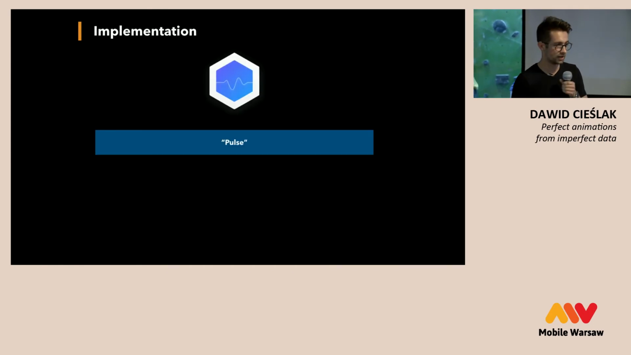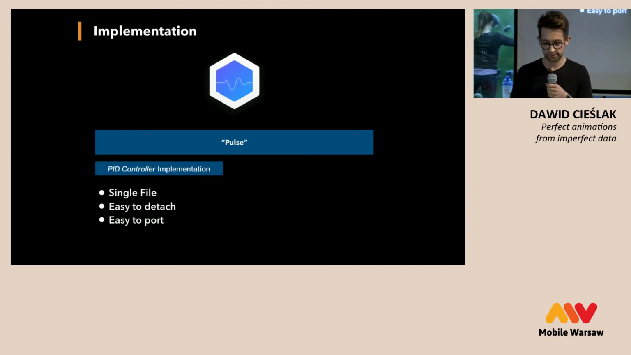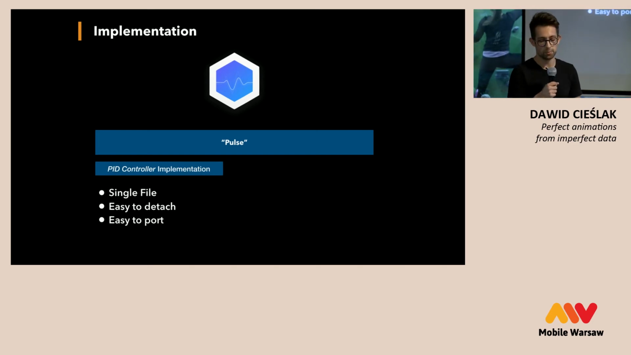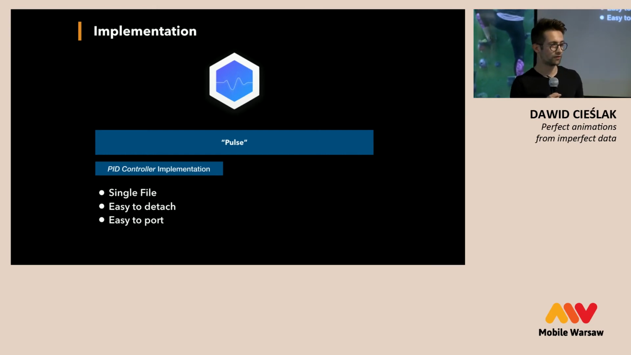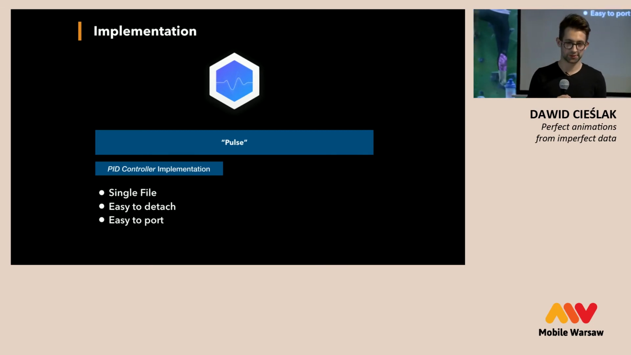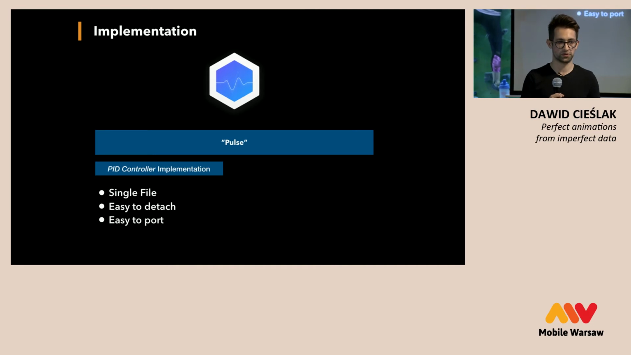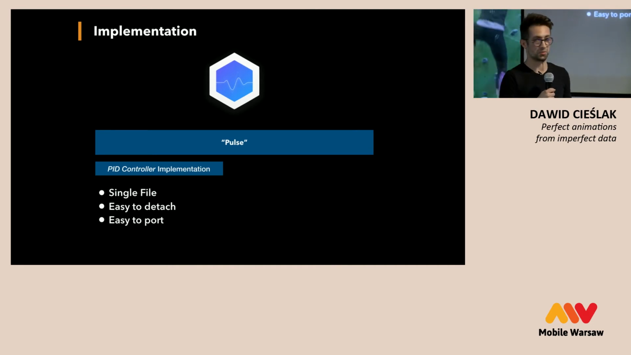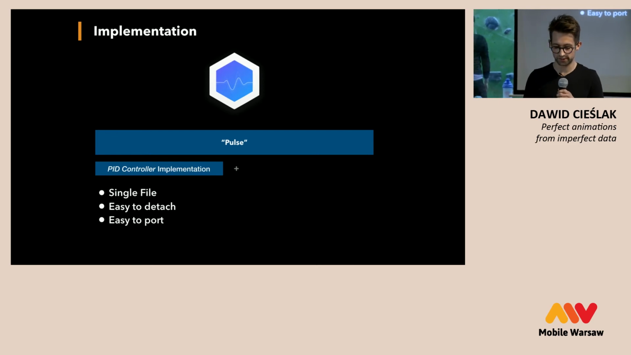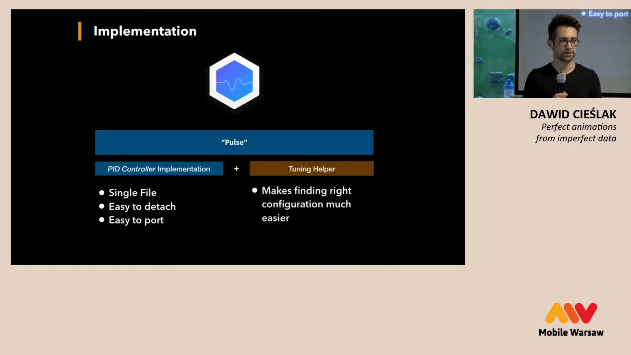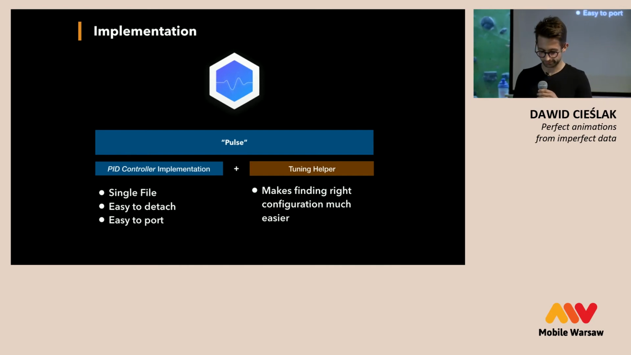So at the moment, I work on an open source project called Pulse. And it has two parts. One of them is a pure PID Controller implementation. I want to create a single file solution with just the core implementation that is easy to detach, easy to port to other platforms, so you can just easily take it and implement it on Android, Windows Phone, what you like, web. And the other part of this project is the tuning helper, because finding the right configuration for your PID controller is kind of tricky. So it's good to have something that can speed up this process.